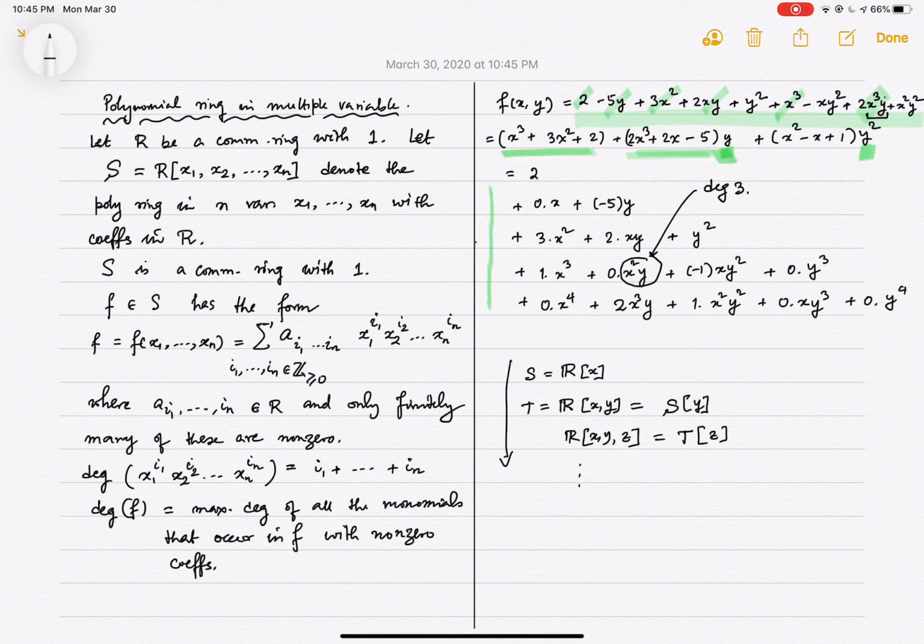So when I have written this polynomial on the right hand side here, I've written them in increasing degrees. This is the degree 0 terms, degree 1 terms, degree 2, degree 3, degree 4. So the maximum degree that appears is degree 4. So this f has degree 4.